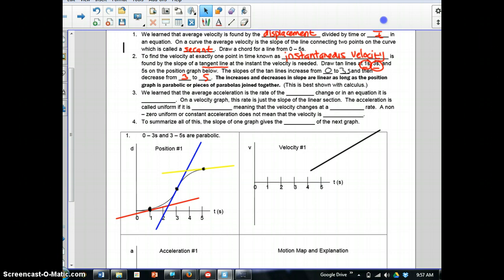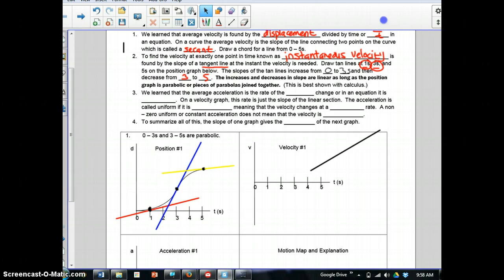The difference in the slope would be linear. If I graphed it out, it would create a line. It's gradually changing. It's changing at a constant rate. So the increase and decrease in slope are linear as long as the position graph is parabolic. And that's what this is, it's a parabolic curve. A piece of parabolas joined together. Okay, does that make sense?